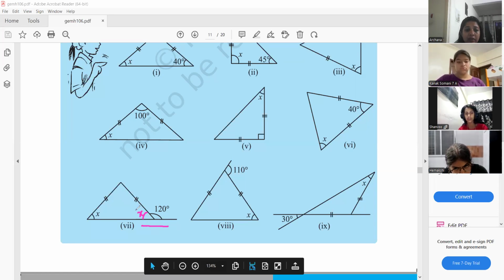What is the value of x here? 60. Then what will be this angle? 60 only. Why are you saying 120 then? Is the confusion clear right now? Yes, ma'am. Okay.